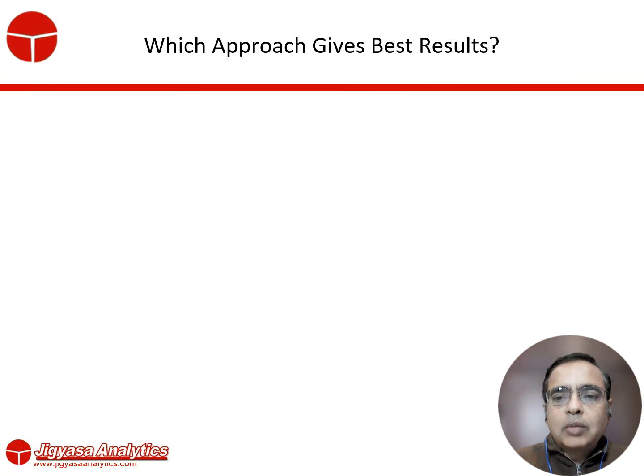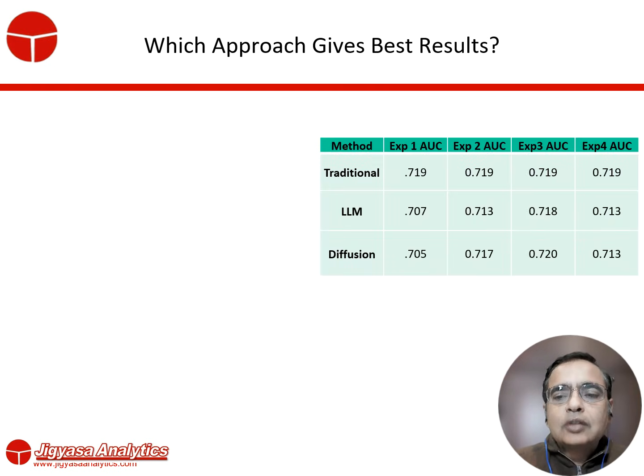Let us now talk about which approach gives us the best result. So we did 4 different experiments which my colleagues shared with you. In some we took portions of the sample out, and in others we kept everything together and added the rejected sample which was generated using AI.